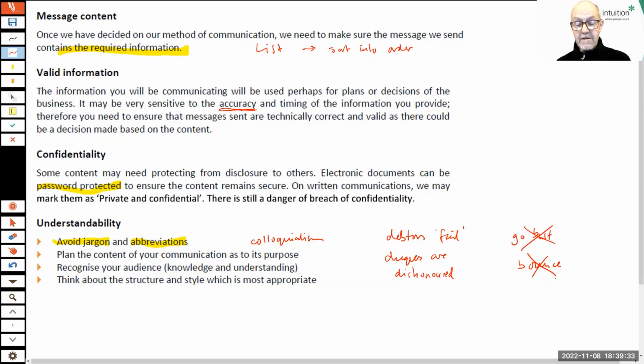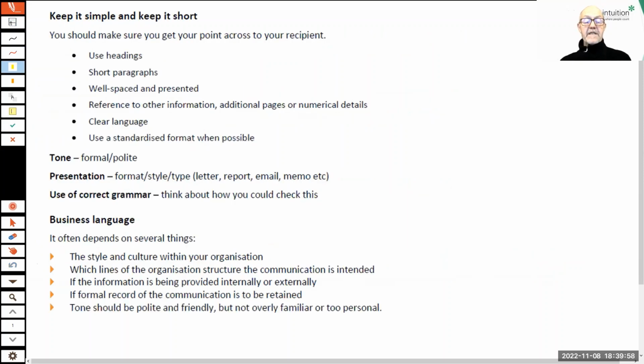Avoid colloquialisms at all costs. Use the appropriate business language. Plan the content as to its purpose, the difference between a quick message and a long report. Recognize your audience. Think about structure and style, which is most appropriate. And don't use concatenate in management meetings. Well, I made that mistake once. Keep it simple, keep it short as best you can. You have to get everything in, but don't labour.